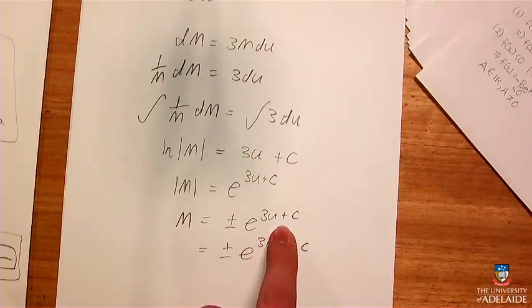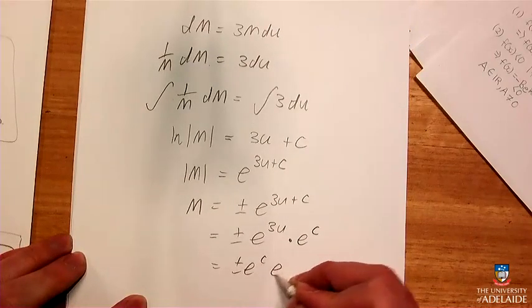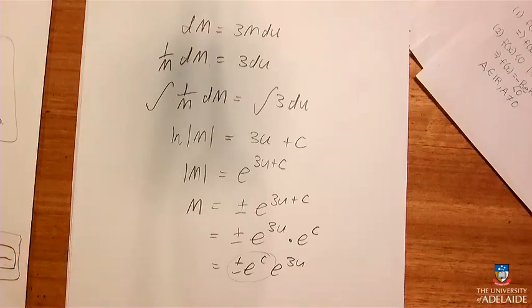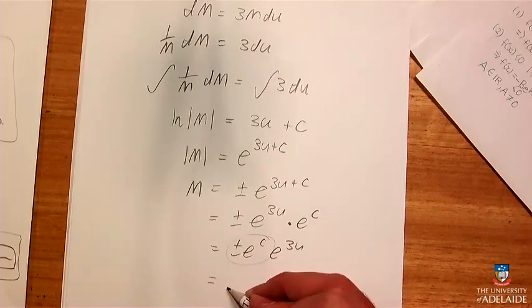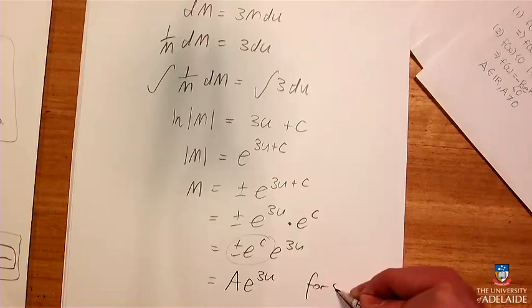So if there's a plus here, plus up here in the power is the same as multiplication down below. And all of that is a constant. It's not both plus and minus, it's just one or the other. And so whichever one it is, it's still a constant. And so they normally call this, like, A, for some A.